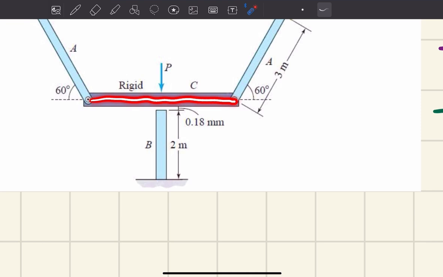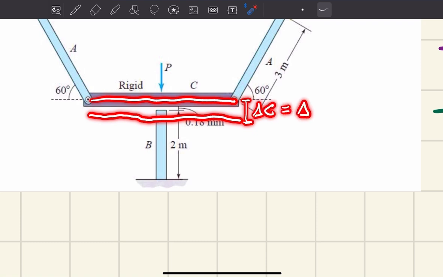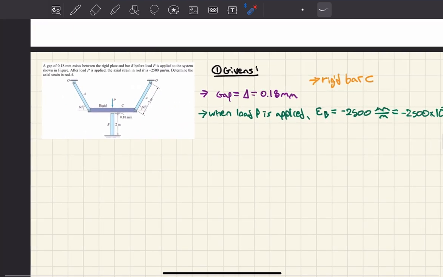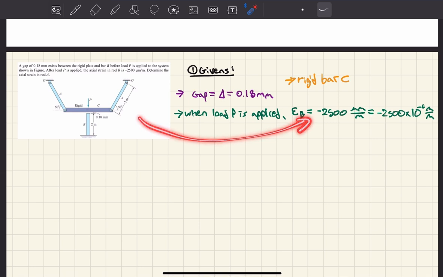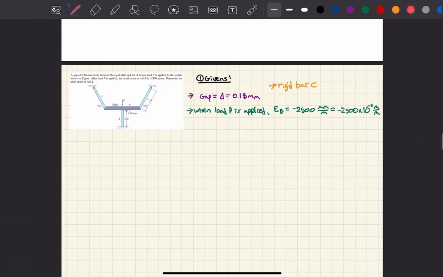So, summary again, I really want this to be understood because it's very important for later on. Basically, the change in length, or the displacement of bar C, is equal to the gap plus the change in length of bar B. How do I find the gap? It's given to us. How do I find the change in length of bar B? Well, now we can go back to our strain equation. Strain is equal to the change in length of bar B divided by the original length of bar B.